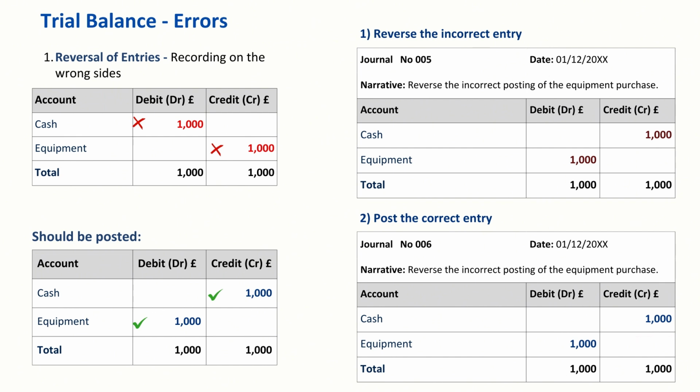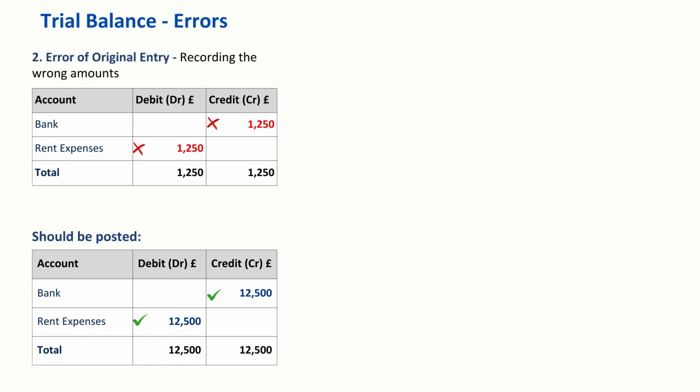We do it in 2 steps because a reversal error means the original entry is backward, so we must undo what was done and record what should have been recorded. Removing the original mistake ensures the accounts reflect the true position. Second type of error is error of original entry.